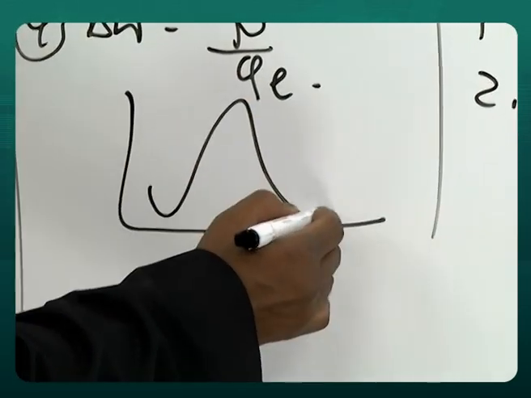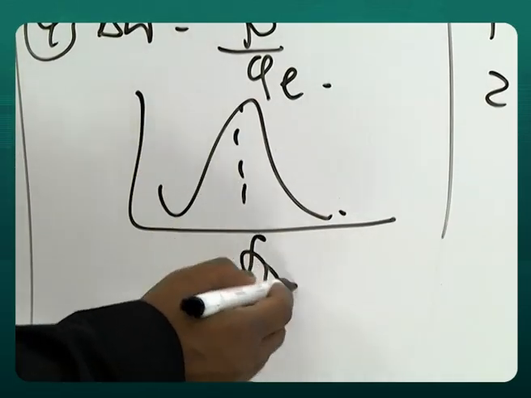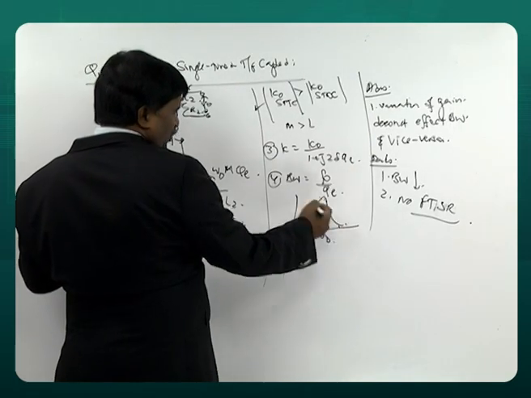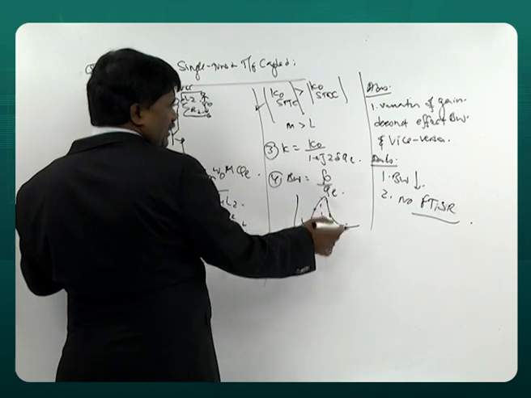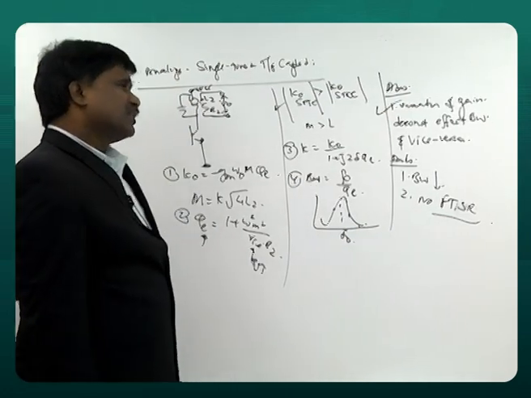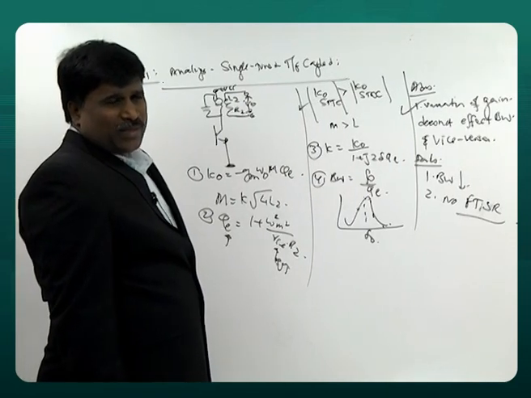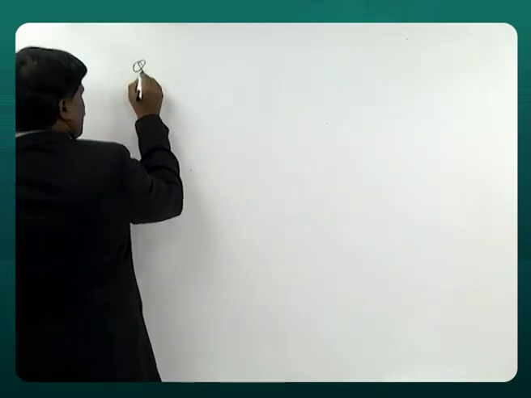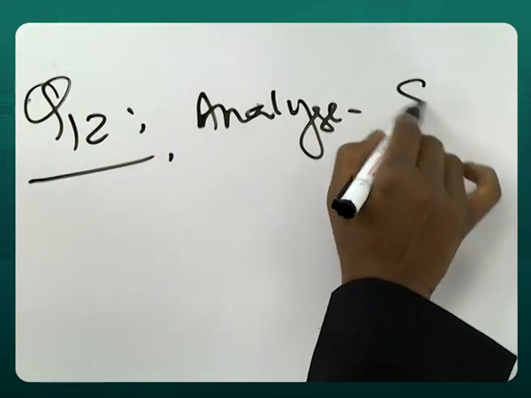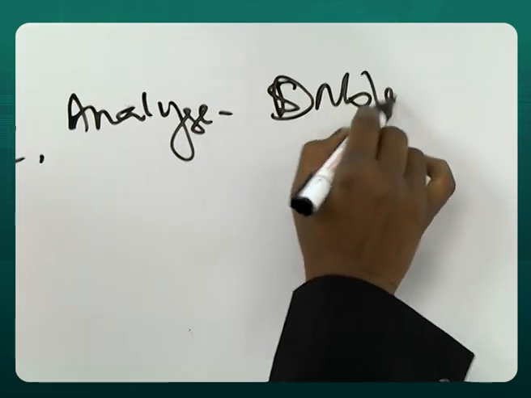And if you see the response, you will appreciate my words. This is the response again. Is there any flat top? No. Is there sharp fall? No. Bandwidth is very less. Only one advantage, variation of gain does not affect bandwidth and vice versa. Question number 12. Analyze double tuned amplifier.